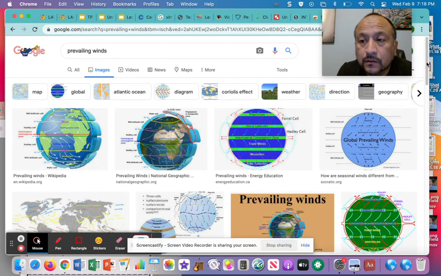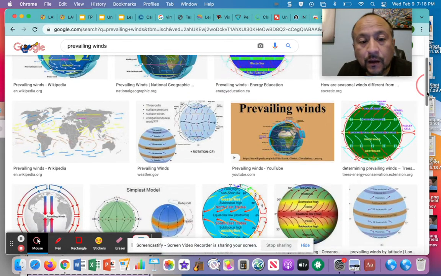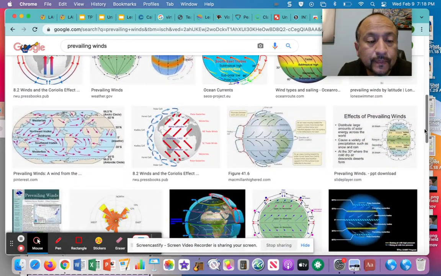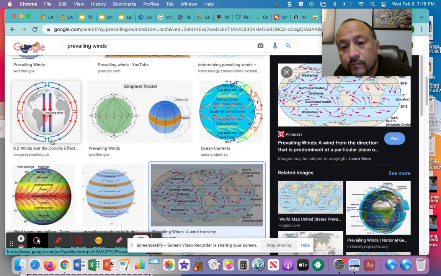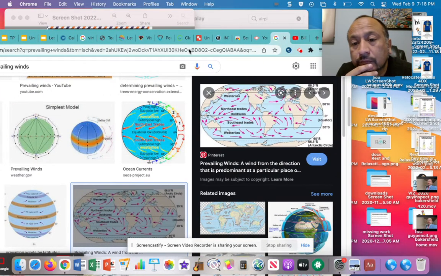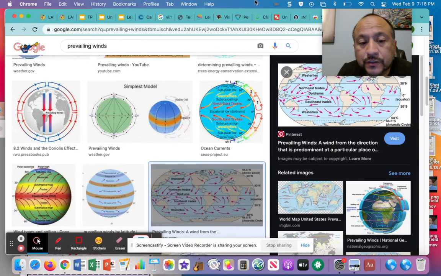They move as a unit, these wind patterns, and they are able to move different parts of our oceans. As you can see here, these are all prevailing winds, and they move around our planet from one direction to another.